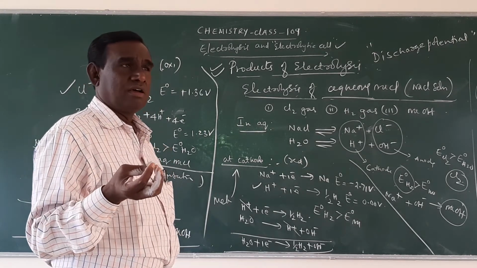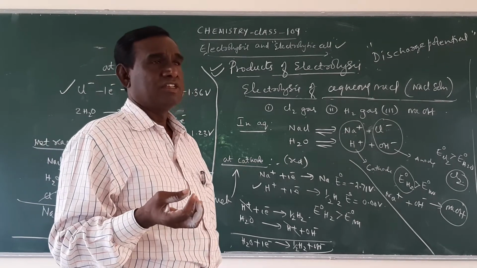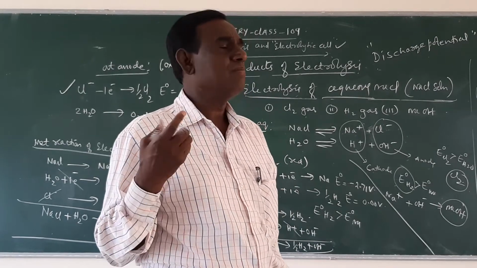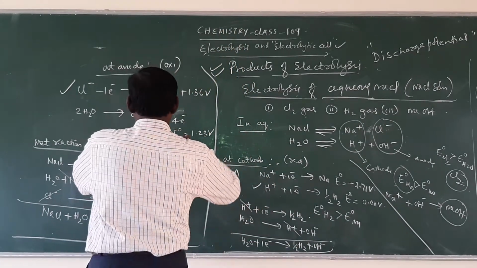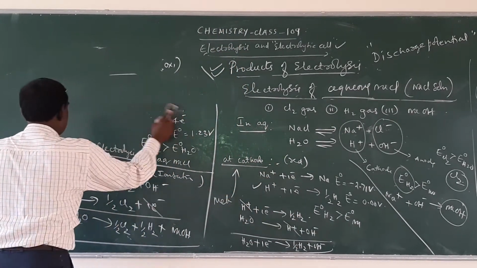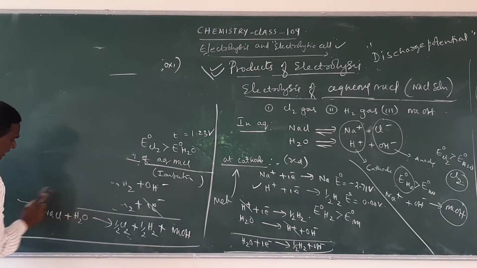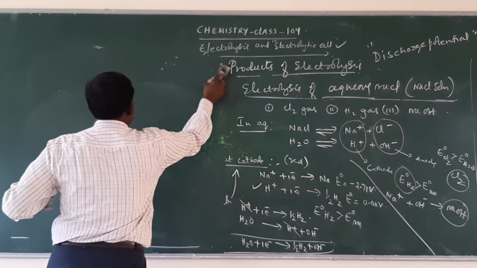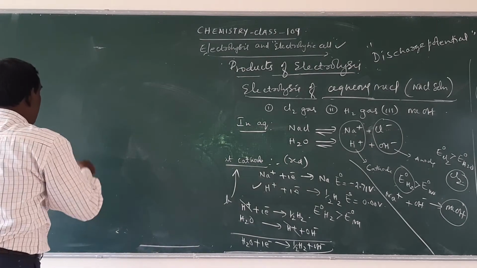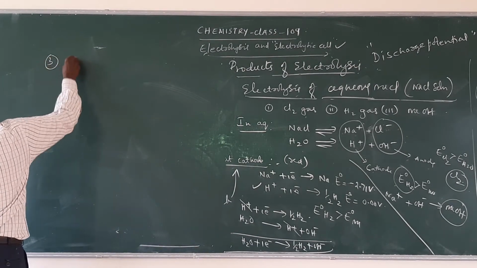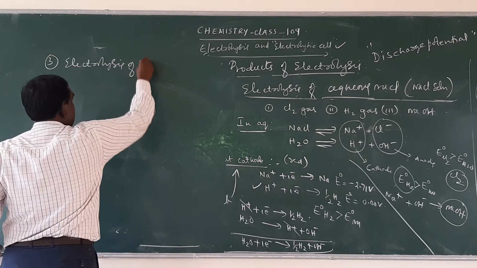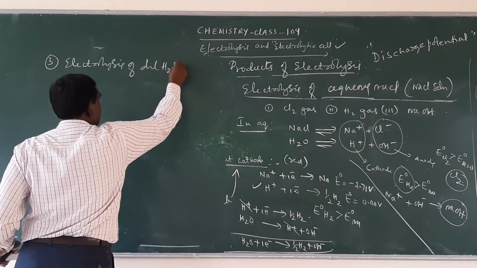The first example is electrolysis of fused NaCl. The second example is electrolysis of aqueous NaCl. The third example is electrolysis of dilute sulfuric acid. We can write the electrolysis of dilute sulfuric acid.